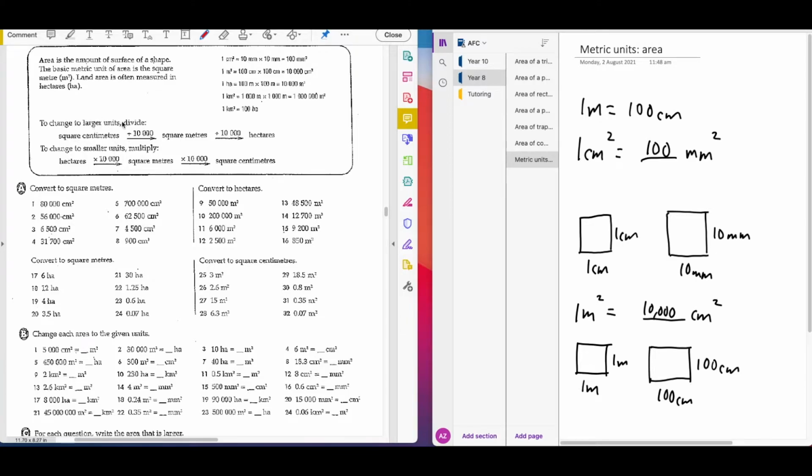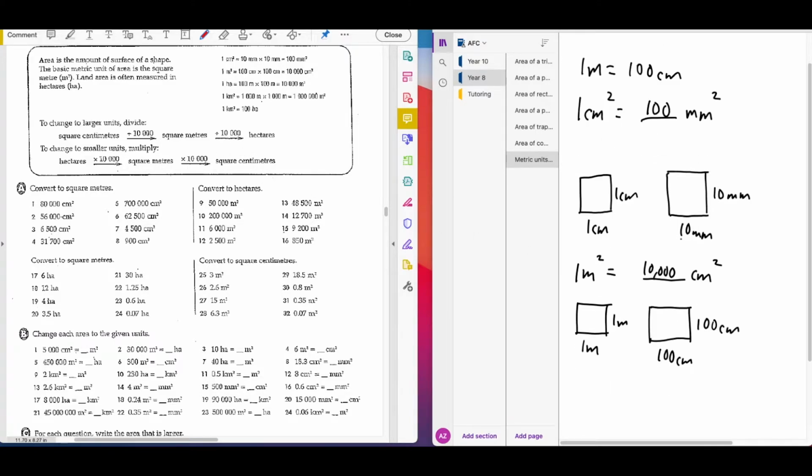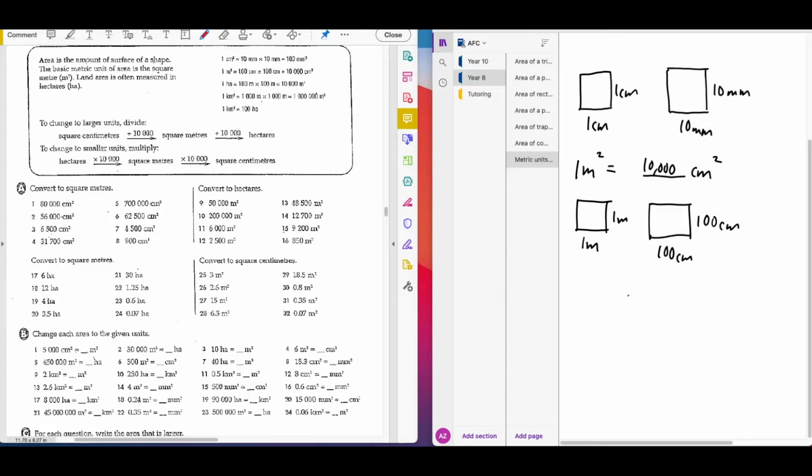To change to a larger unit, you have to divide. So going from square centimeters to square meters, you've got to divide by 10,000. Going from square meters to hectares, you got to divide by 10,000. And on the contrary, if you change to a smaller unit, you got to multiply. So it's the same as this. If you got to change from meters to centimeters, you got to multiply, right? So changing from hectares to square meters, you got to multiply by 10,000. Change from square meters to square centimeters, you've got to multiply by 10,000. All right, so let's just do a few examples.